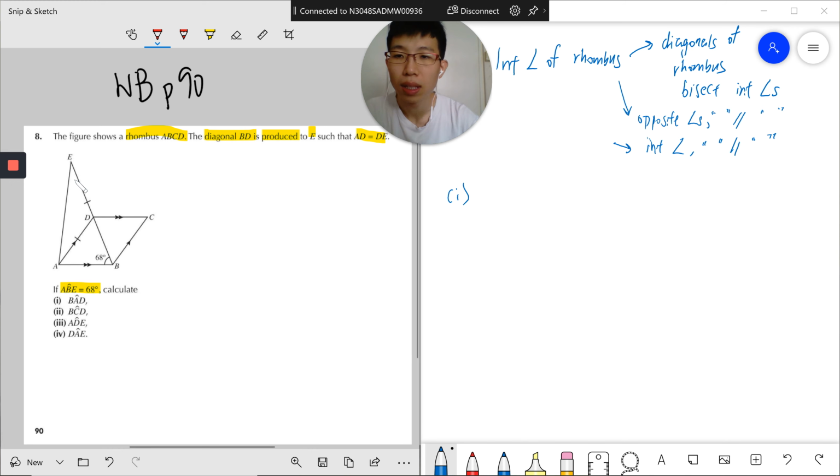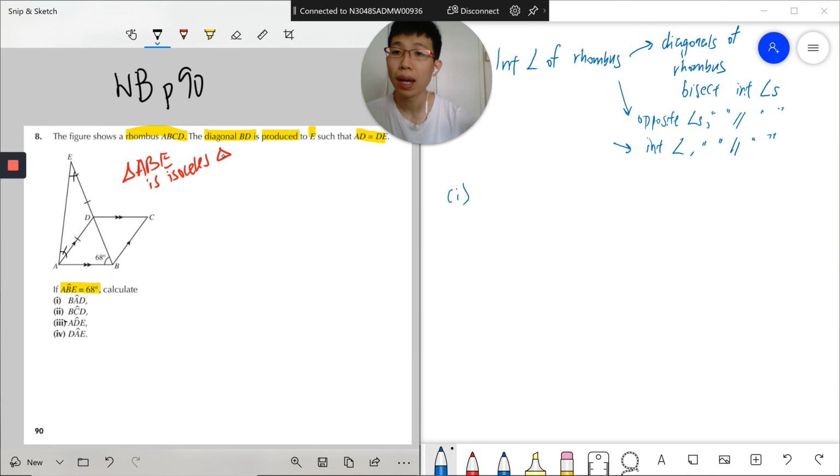AD equals DE. When you see two sides of a triangle are of the same length, you must quickly write down that this is an isosceles triangle. So let me write it down. Since they give you equal sides, you must quickly link it to the base angles of an isosceles triangle being equal. That's why I label angle EAD equals angle AED, and this will help us solve the question later. Whenever you see any information, please jot it down first so that you can do the question more easily.